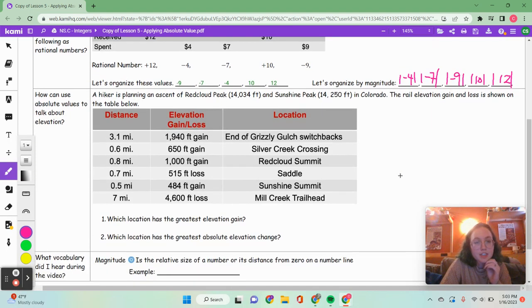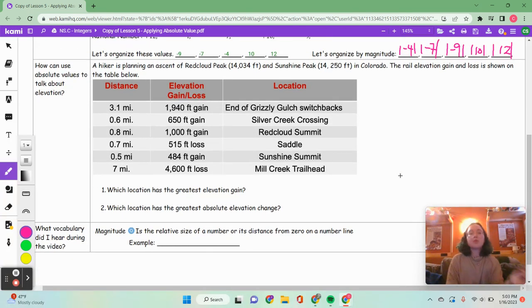In the last video, I talked about elevation a little bit and how we use negatives to describe elevation, but that doesn't necessarily mean negative distance. So, if we're talking about a hiker who was planning an ascent of Red Cloud Peak, which is 14,034 feet, and Sunshine Peak, which is 14,250 feet in Colorado, the trail elevation gain and loss is shown on the table below. So it shows you the distance over which elevation was gained or lost.